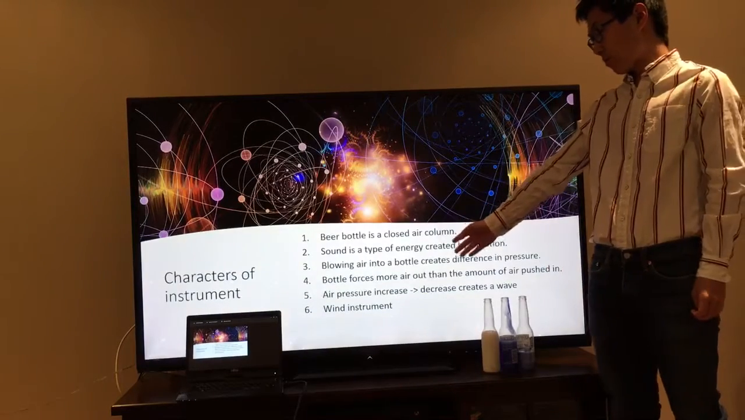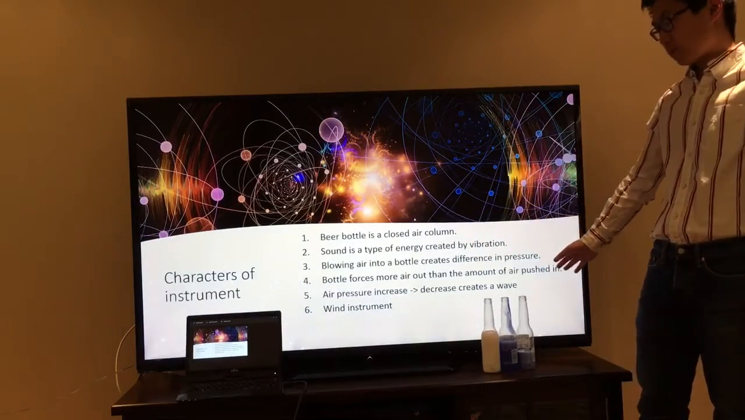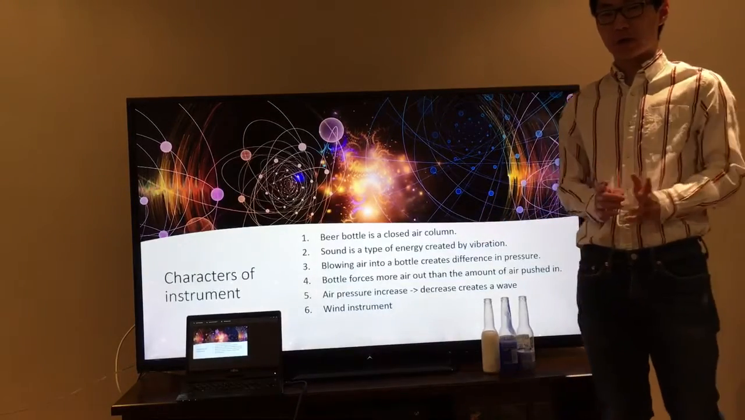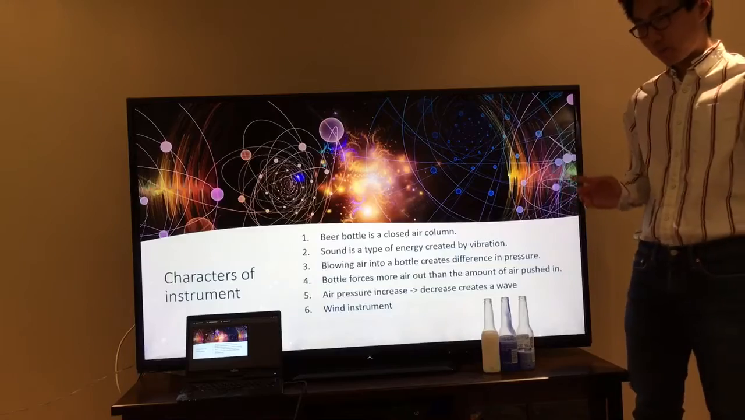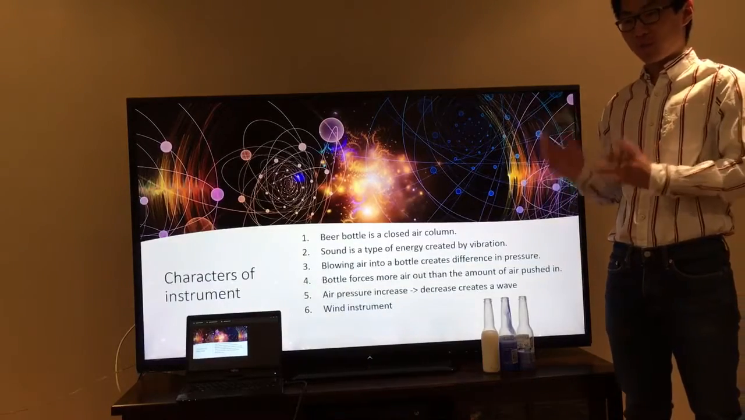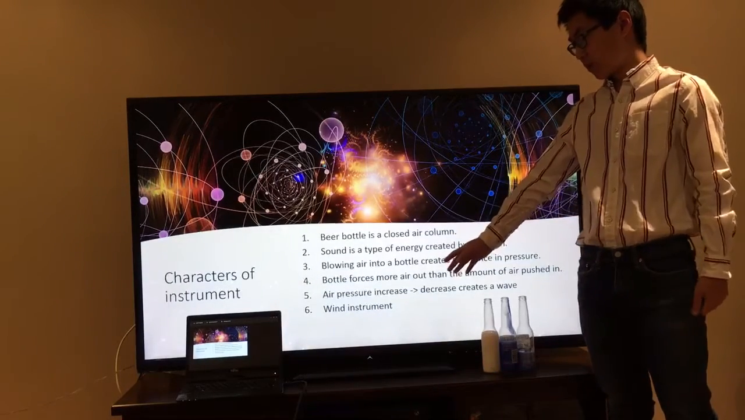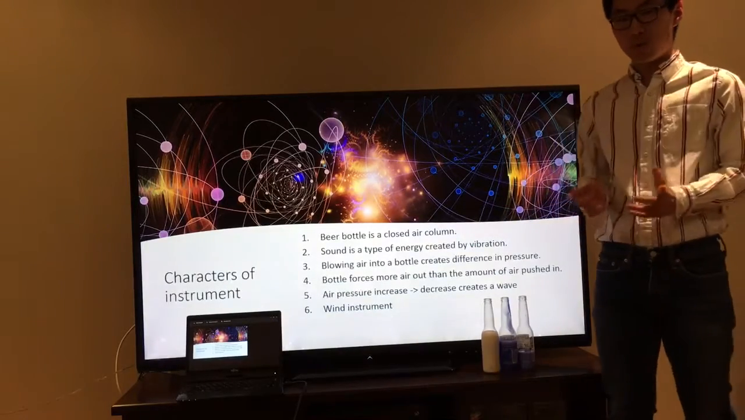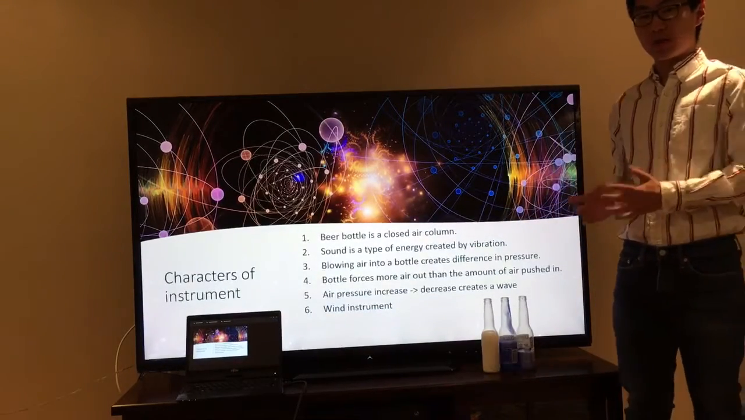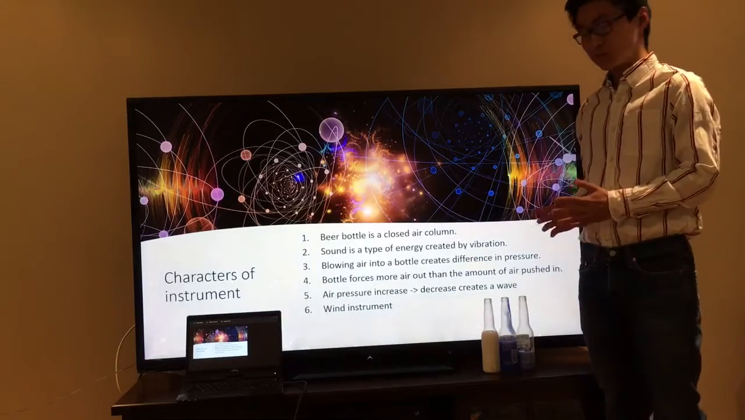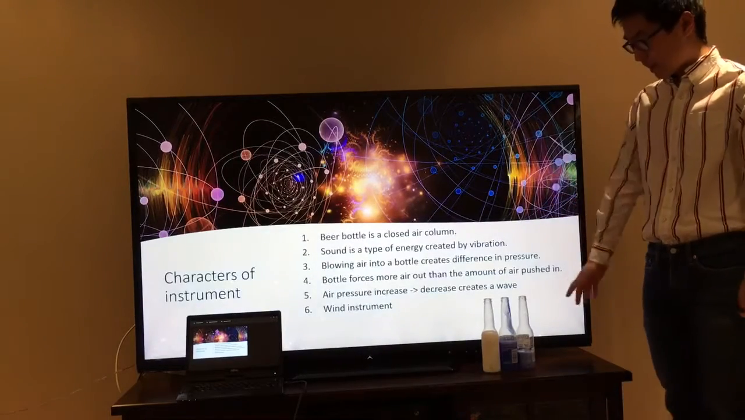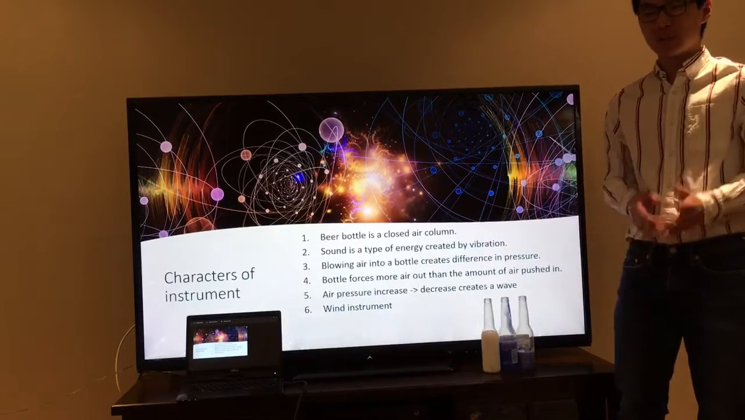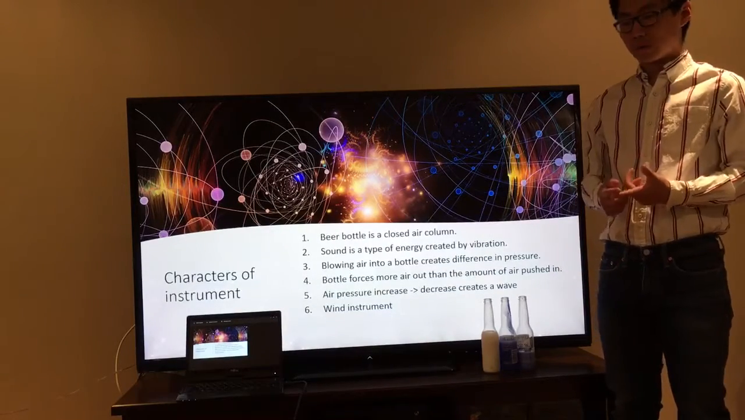Blowing air into a bottle creates a difference in the pressure, and the bottle forces more air out than the air that is coming in. And we know that with different pressure and the different flow of air, it creates a pressure increase and a pressure decrease, which ultimately causes a wave inside of these bottles with the air molecules, and that is how the sound is produced. Lastly, my instrument categorizes as a wind instrument, just like a saxophone or the flute.